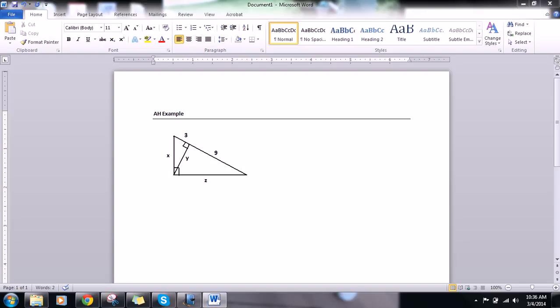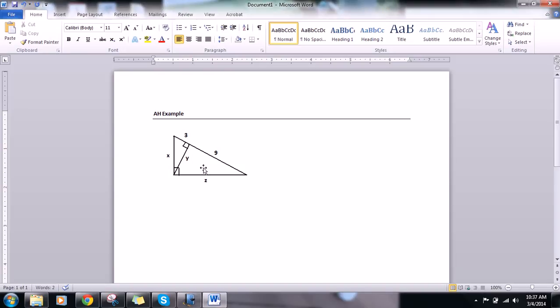So remember, there are 3 conclusions of AH, altitude on hypotenuse. The first is that the altitude squared is equal to piece times piece. The second is that this leg squared is equal to the piece of the hypotenuse that hits it times the whole hypotenuse. And the third is kind of like the second, but for the other leg: this leg squared is equal to that piece times the whole hypotenuse. So I'm just going to use each of those legs to solve for x, y, and z.